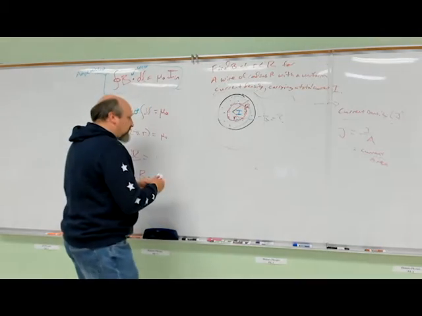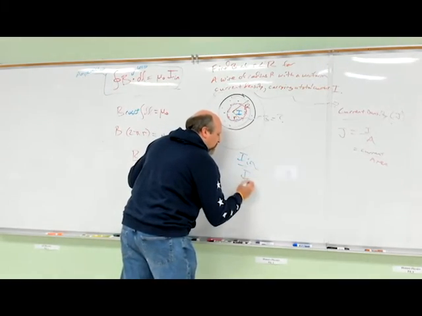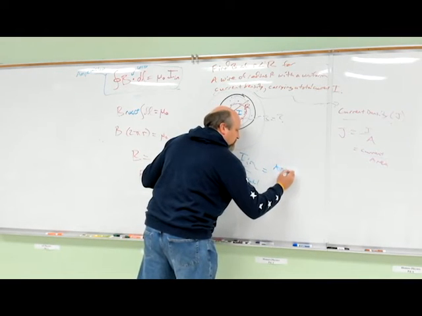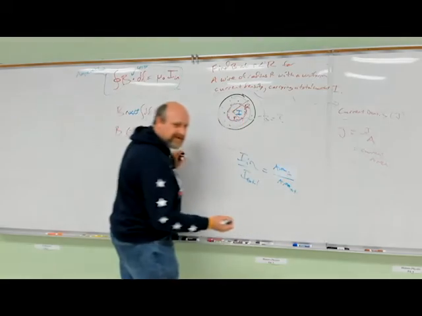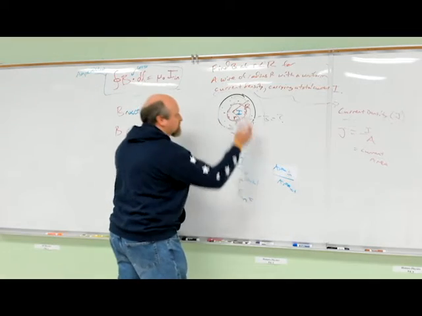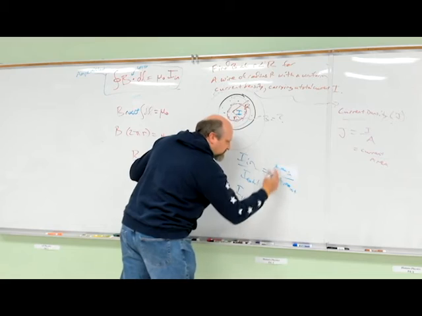So in other words, I could set up a little ratio. I could say, hey, my I in is to the total I, right? As the area in is to the total cross-sectional area of the wire. Does that make sense? And so rearranging this, I'd say, hey, that I in, the I total is just big I. It's just going to be I times the ratio of the areas.